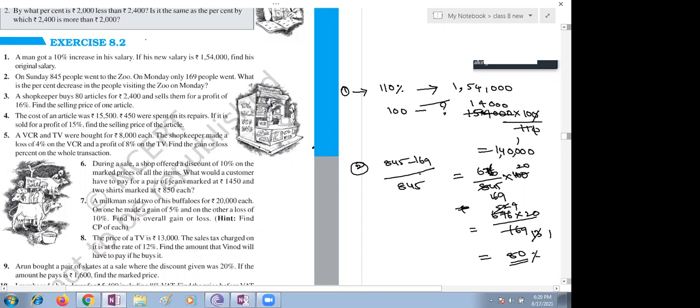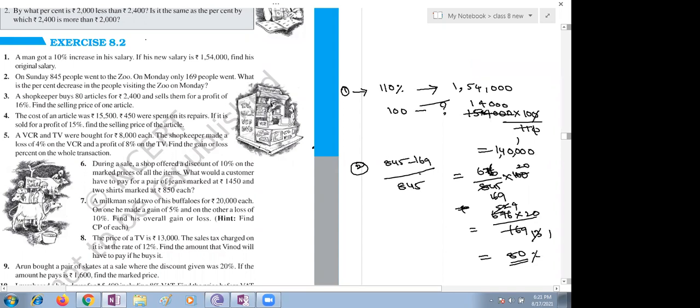Next, a shopkeeper buys 80 articles for rupees 2,400 and sells it for a profit of 16%. Find the selling price of an article. What happened, children? Here, first we have to find 16% of 2,400 and add it to 2,400, and then divide it by 80. Why? Because we need to find the selling price of one article. Yes, that's why we divide by 80. Very good.